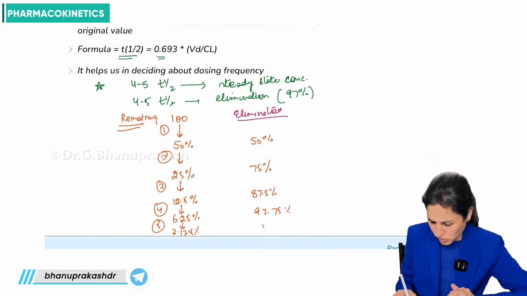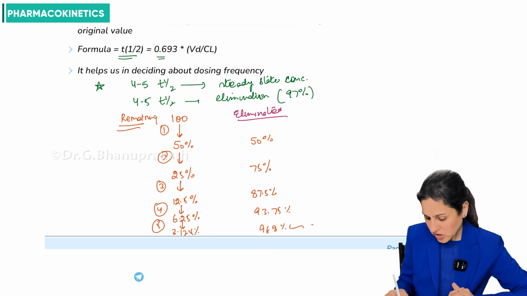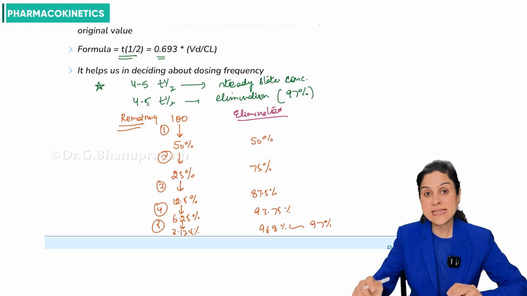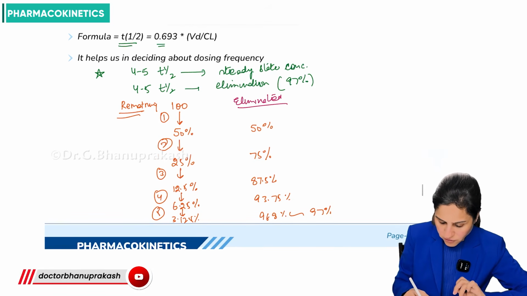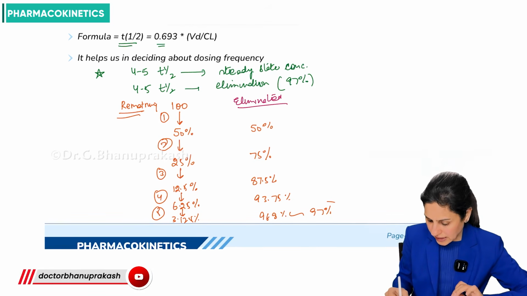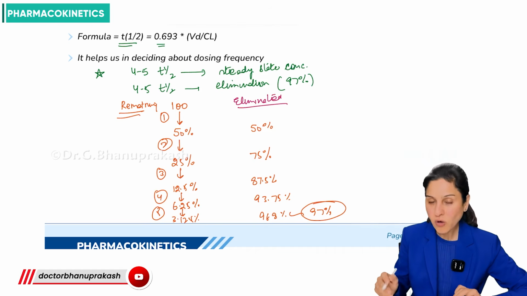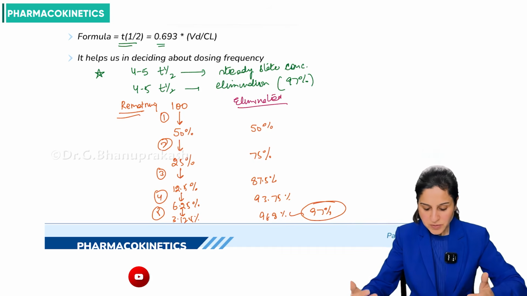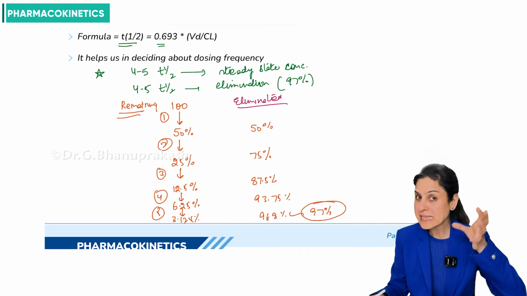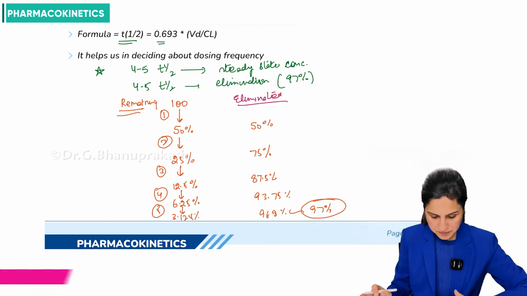3.125%. So this is almost 96.8%, which is 97%. Okay, 97%. So in 4 to 5 half-lives, 97% of the drug has been eliminated. This is what I'm trying to prove here. So in 4 to 5 half-lives, 97% of the drug gets eliminated.